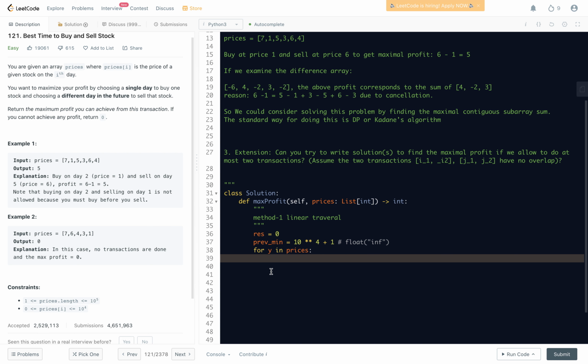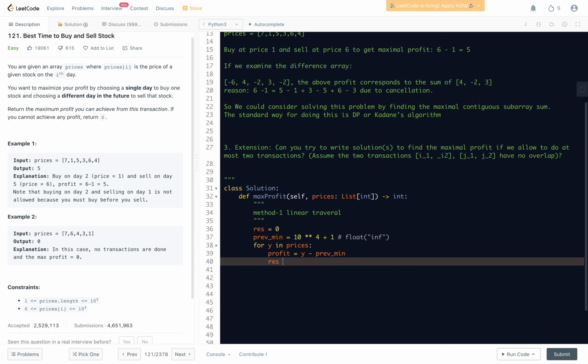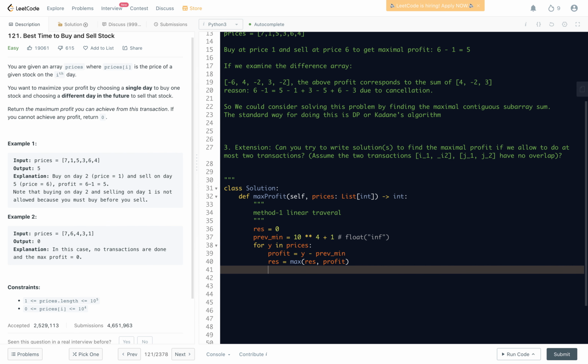Then the profit will be y minus previous min, right? After this, we're going to reset the state of the result variable, that is, the maximum of result and the current profit. Notice that this profit can be negative, but we take the maximum here. Because the initial state for result is 0, this result will always be non-negative. And after this, we also need to reset the previous min when we look at the next round.